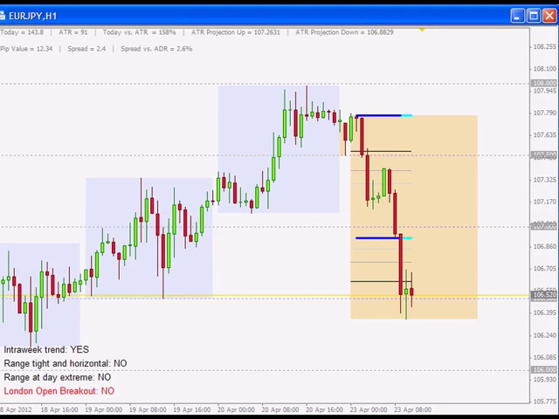I'm going to record a quick video to show you guys the London Open Breakout indicator, okay, which is a custom indicator I asked my personal programmer to code for you guys, in case you require some extra assistance, some extra help in order to gauge which currency pairs today are suitable to trade the London Open Breakout strategy, okay?